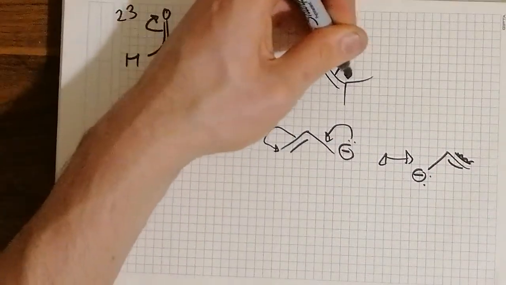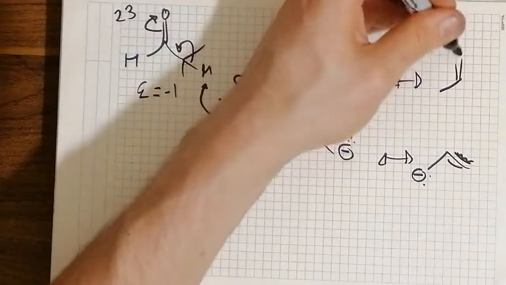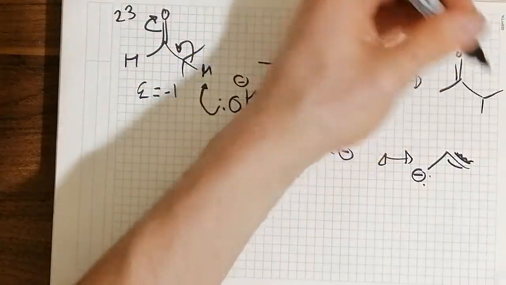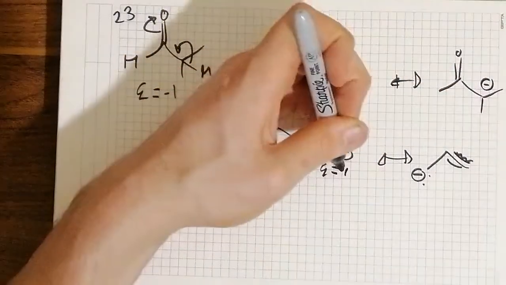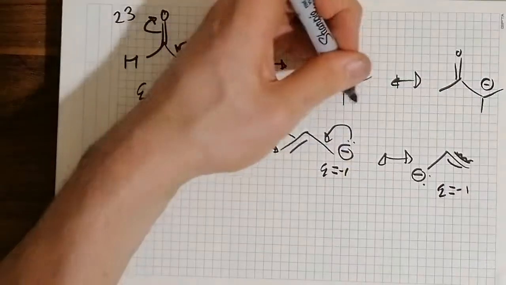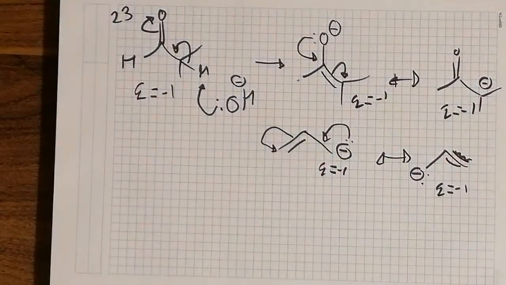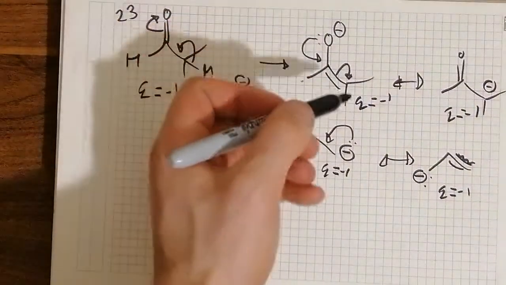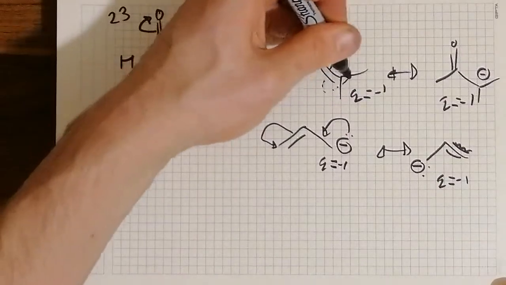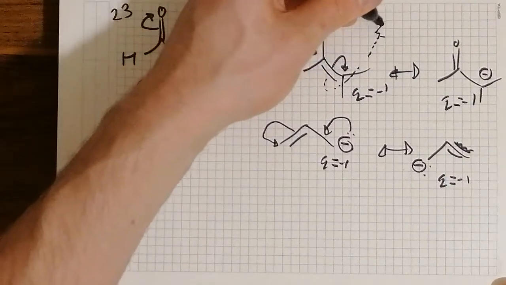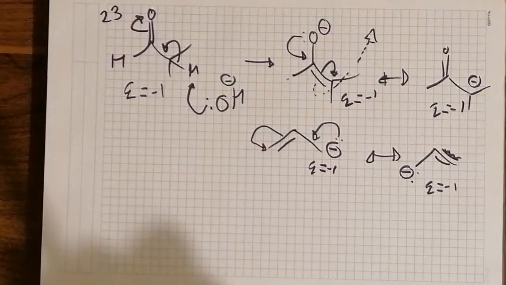What am I missing? Charge. Charge is -1. Charge is -1. -1. -1. Yeah. So this means an addition will most likely happen. So that's going to come here, and then this will come off to something in solution. Right? So that's the premise of enolates.